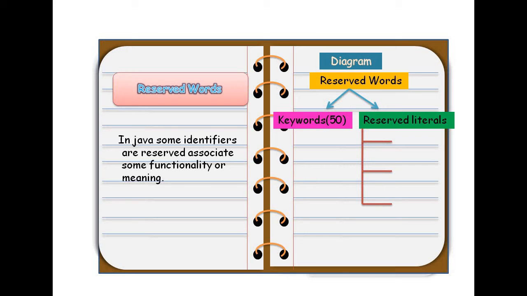Now we will see reserved literals. There are three reserved literals only. One is true, that we use in a boolean. The next one is false, another one is null. Null is used to reference a null object reference. That's all about reserved words.